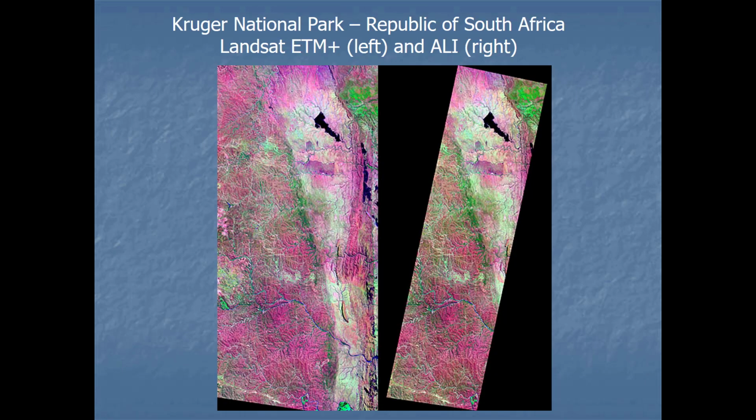Here's an example of 2 different platforms that collected images at the same time. On the left, we have a Landsat ETM Plus image, and on the right is an ALI image, and this is for Kruger National Park in the Republic of South Africa. And they are representing different surface areas. The scenes are different, so the amount of coverage for each of these images is different, and they could be used in the same project.